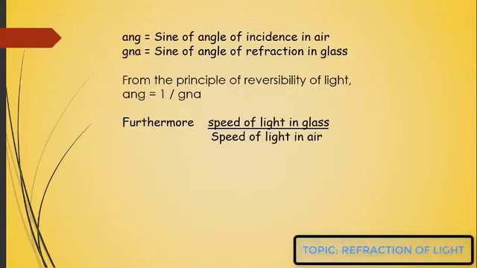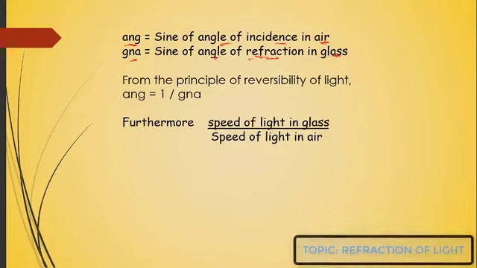At this point, let's also look at what we mean by the sine of the angle of incidence and the sine of the angle of refraction. When we have something like sine i as we have here, it refers to the sine of the angle of incidence in air, and sine r here means the sine of the angle of refraction in glass.